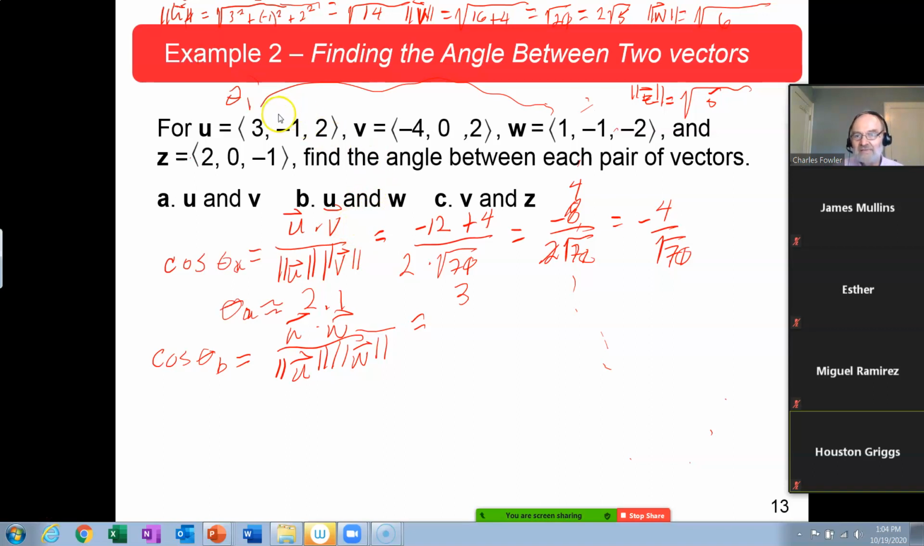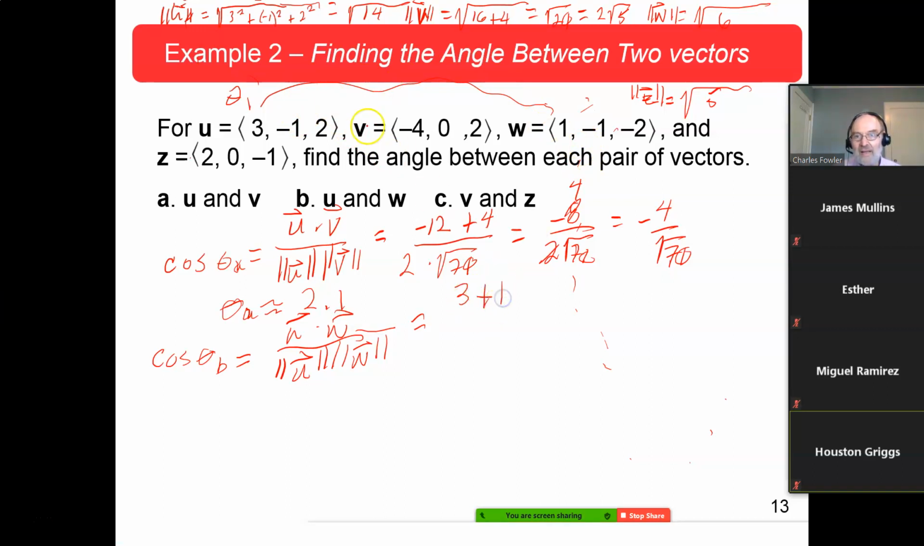The dot product is the scalar product between the corresponding components. 3 times 1 is 3, so that's why I've written down the 3 there. Plus -1 times -1 is +1. And 2 times -2 is -4. Whoops! It doesn't matter what this denominator is. What is that numerator? 4 minus 4 is 0. So what's the angle theta?